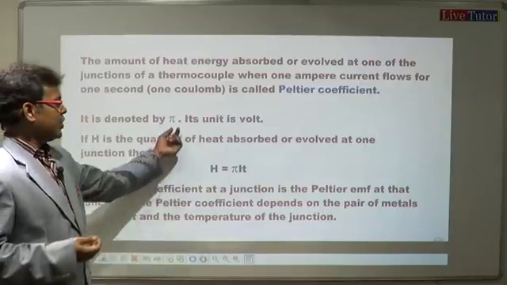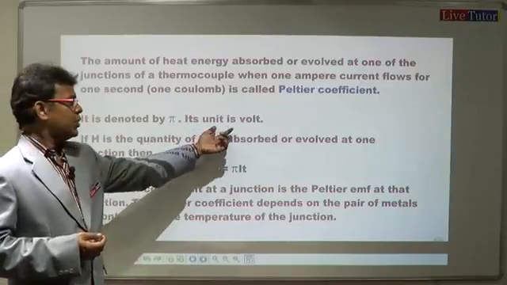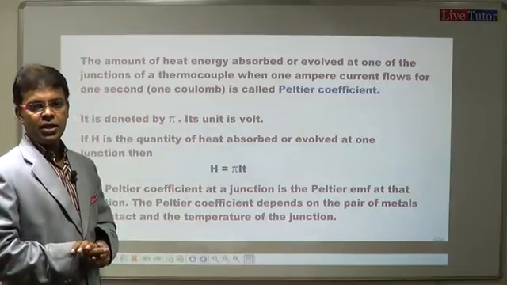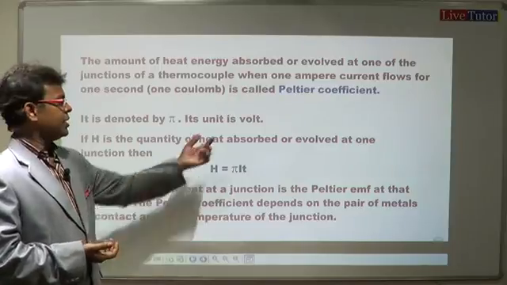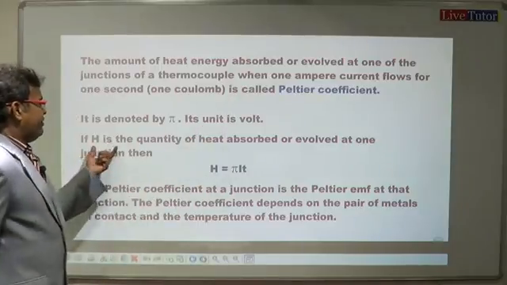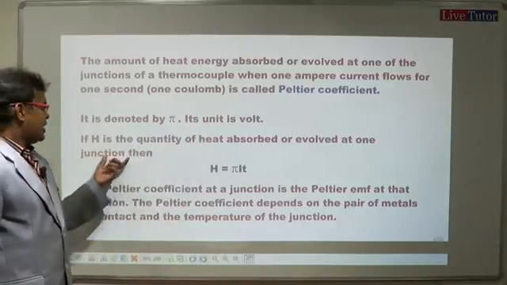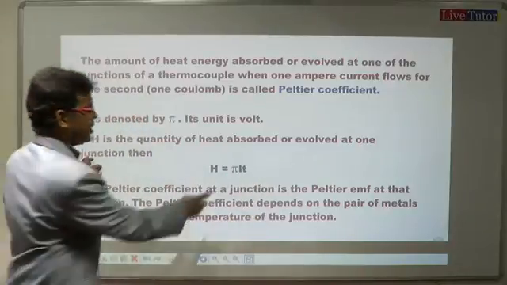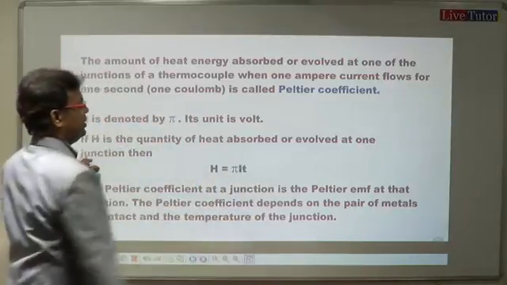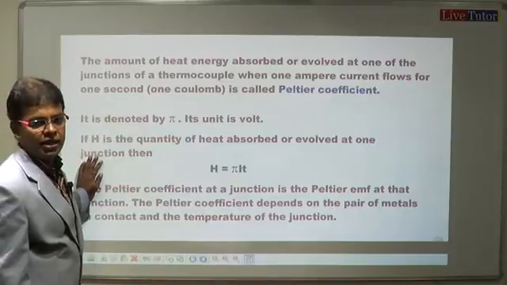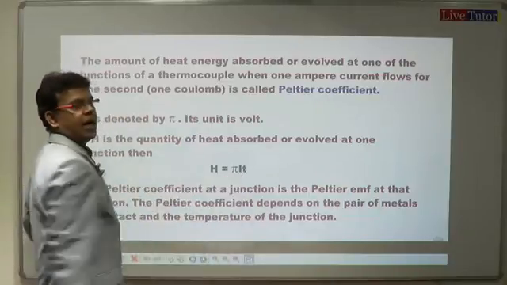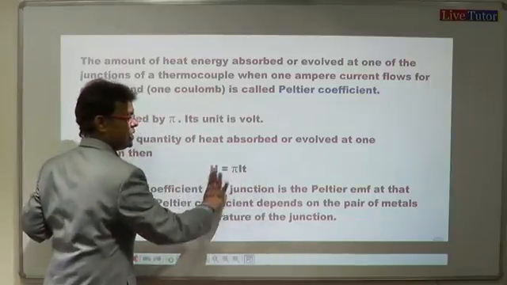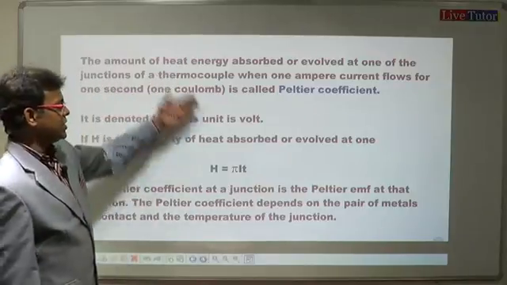Right? And it is denoted by pi. And its unit is volt. ஏன் volt னு சொல்றோம்? Because it is EMF. How much EMF is created சொல்றோம் இல்லையா? அதானே? அதனால it is indicated in terms of volts. And if H is the quantity of heat absorbed or evolved at any one of the junction, we can say that H is equal to pi IT. Because pi is the amount of heat absorbed or evolved. IT என்றது என்னது? How much current is flowing for how much time? Right? If I is 1, T is 1, what will happen? H is equal pi. அதுதான் சொல்லுவாங்க.